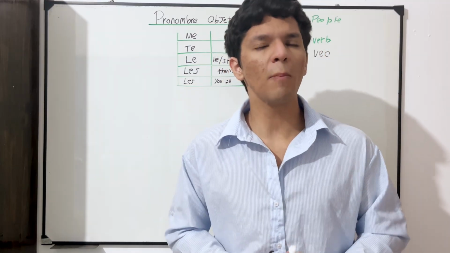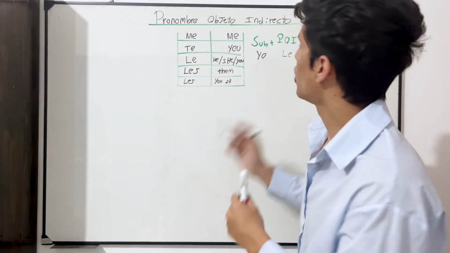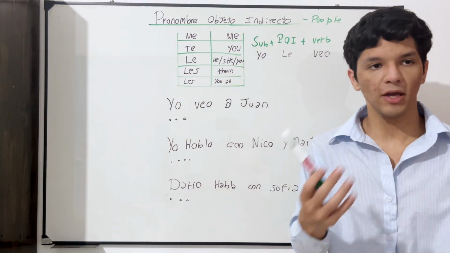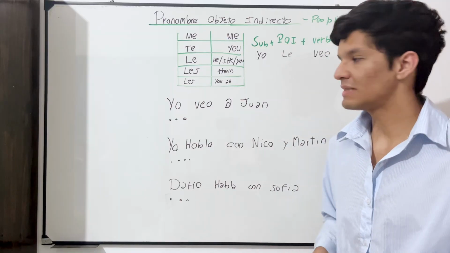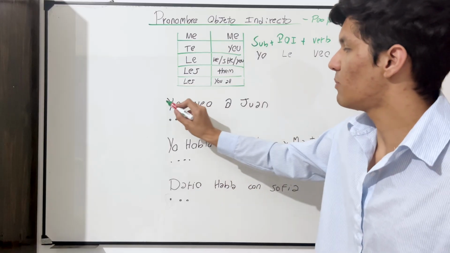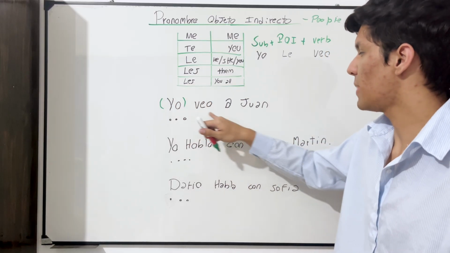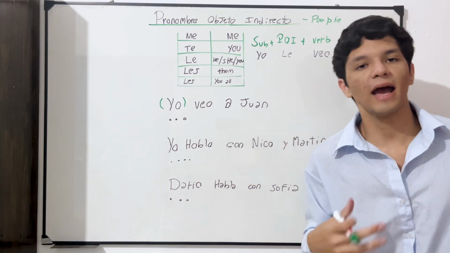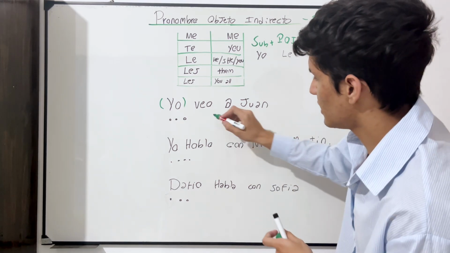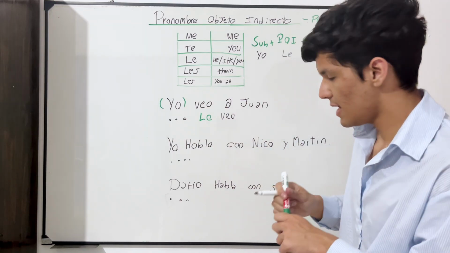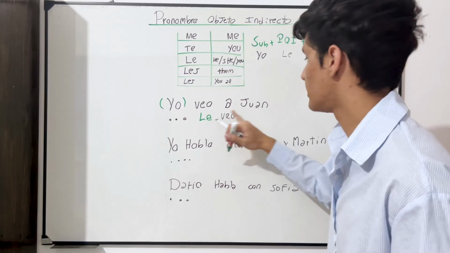Now let's see some examples with the pronombre objeto indirecto. Yo veo a Juan. Or we can just say veo a Juan. We skip the pronoun yo and we say veo a Juan. In this case, this is I look at Juan. So how would you say I look at him? You would say yo le veo. Le here is Juan.